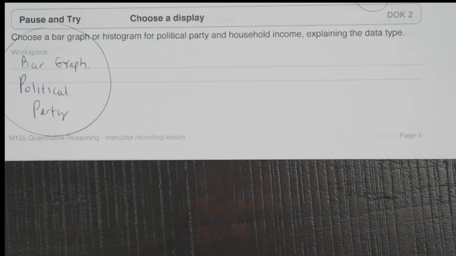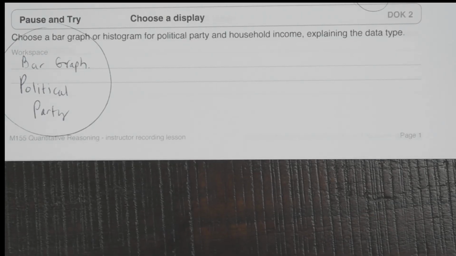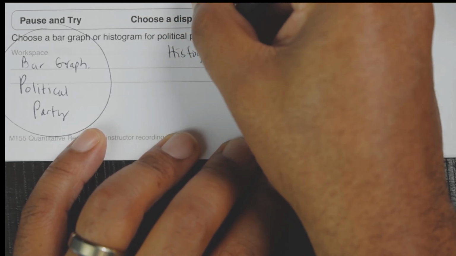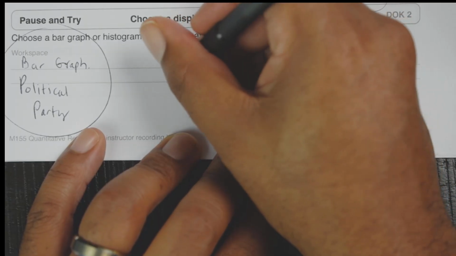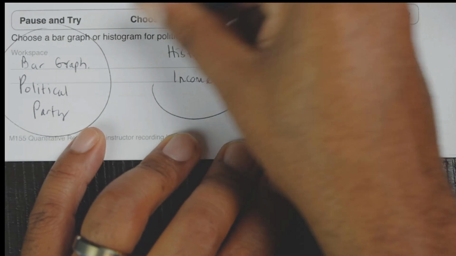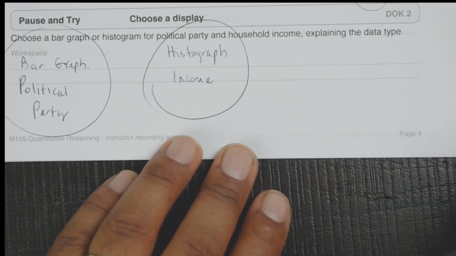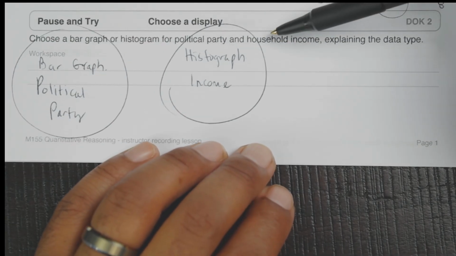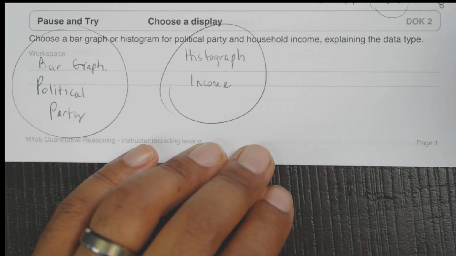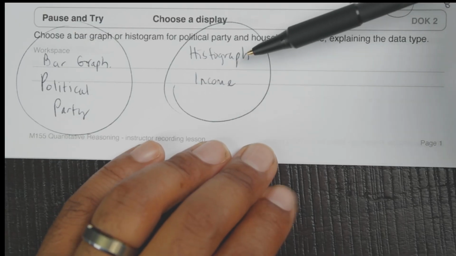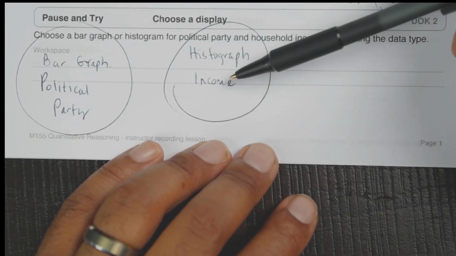And for the household income, since income is numerical, we can group it into intervals. So I would use a histograph for income. Since this is numerical, we can calculate the frequency, like how much are we spending on groceries relative to our income? How much are we spending on childcare relative to our income? So that would be something that a histograph could use.